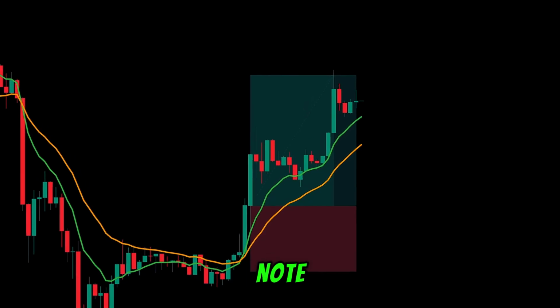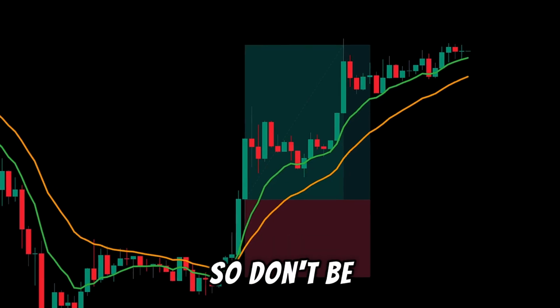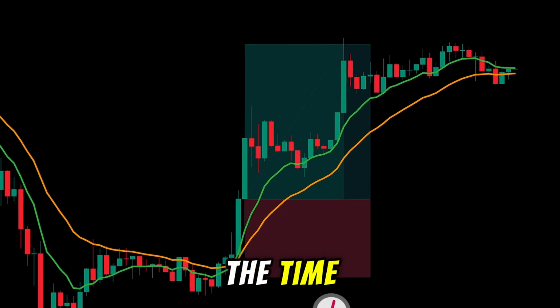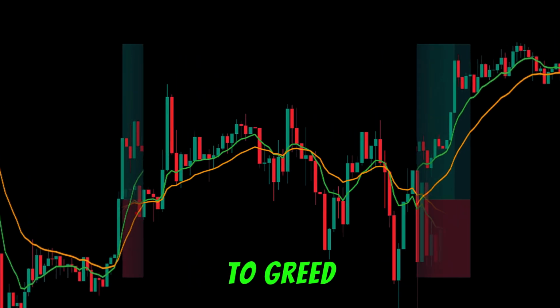And a small practical note, shorts on many pairs tend to move faster than longs, so don't be surprised if your target gets hit in half the time. That's not you being clever, that's just how fear moves compared to greed.